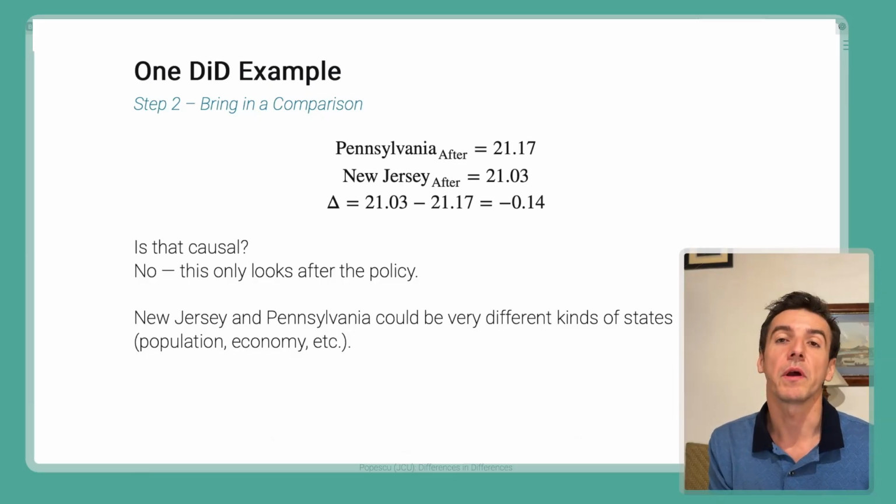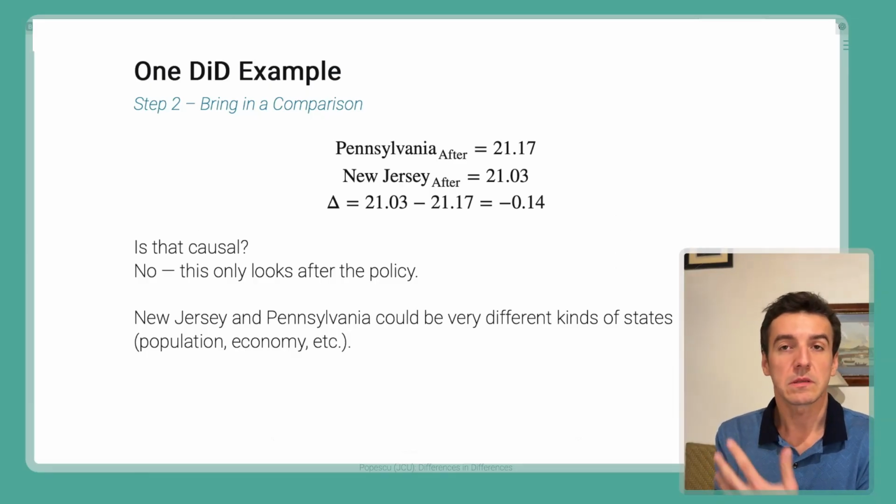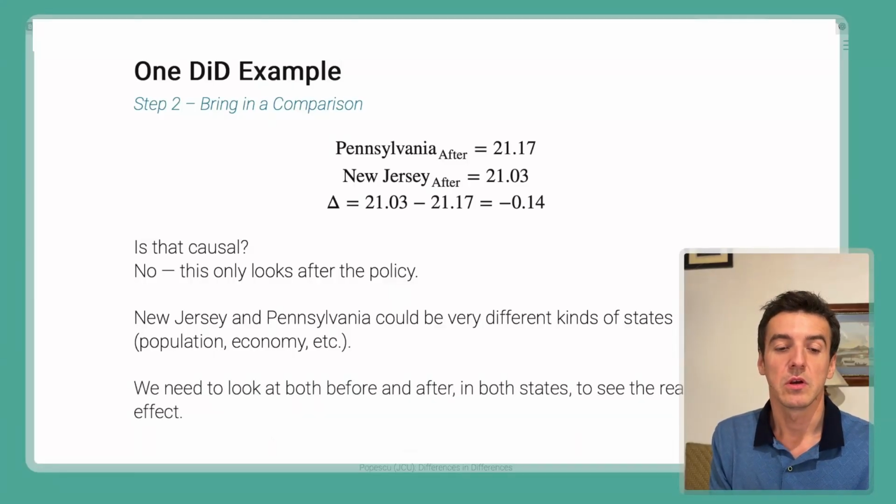We're also comparing two units, New Jersey and Pennsylvania, that despite their proximity could be very different from each other. So we do not know whether it is actually the policy that makes a change versus intrinsic differences between these two states. So what we need to do is to look at the number of jobs per restaurant both before and after in order to see the real effect.